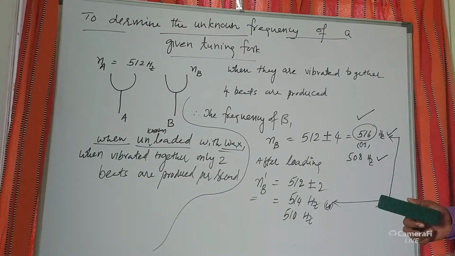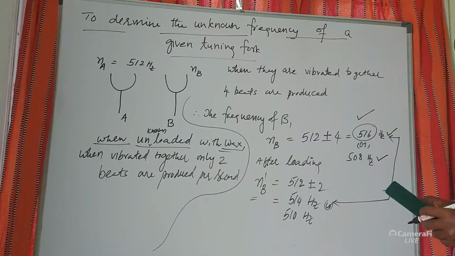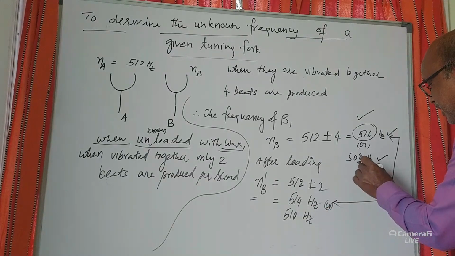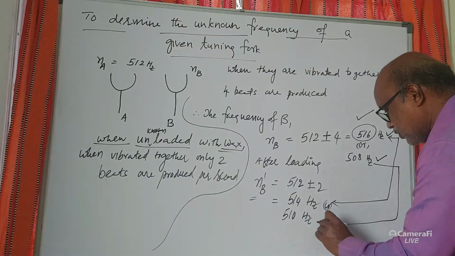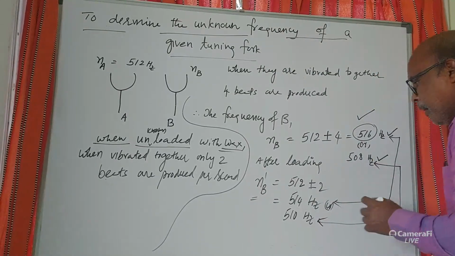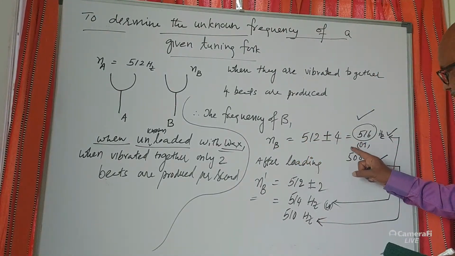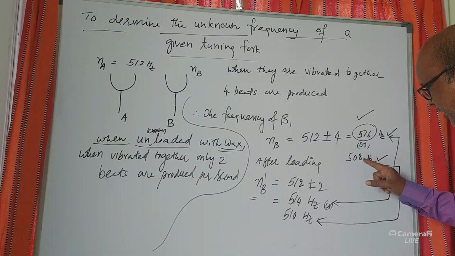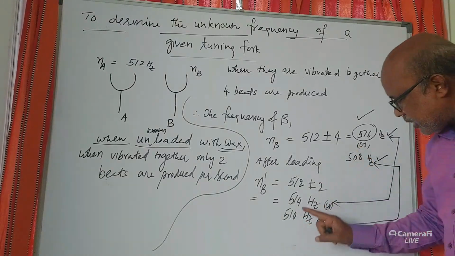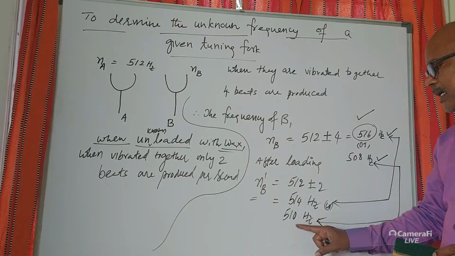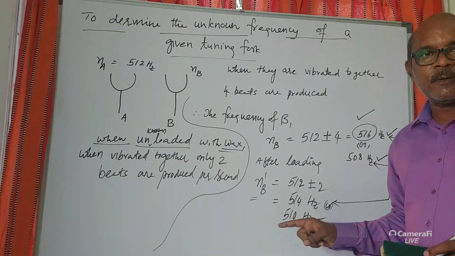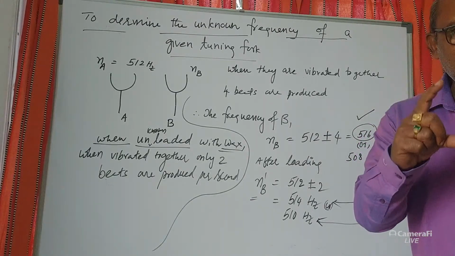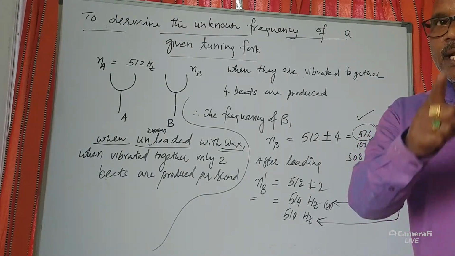So the actual frequency of B is 516 Hz. Now come to 508 and 510 and compare these two values, the subtracted values. Before loading, if you consider 508 is the frequency of B, after loading 508 becomes 510. That indicates the frequency has increased, but that is not the case. What we already learned is that when any tuning fork is loaded, its frequency must decrease.